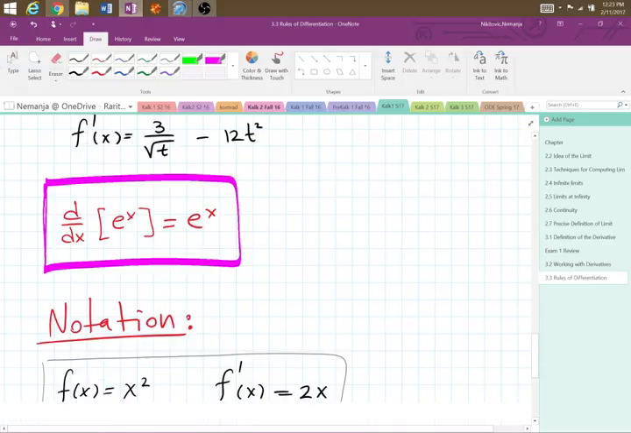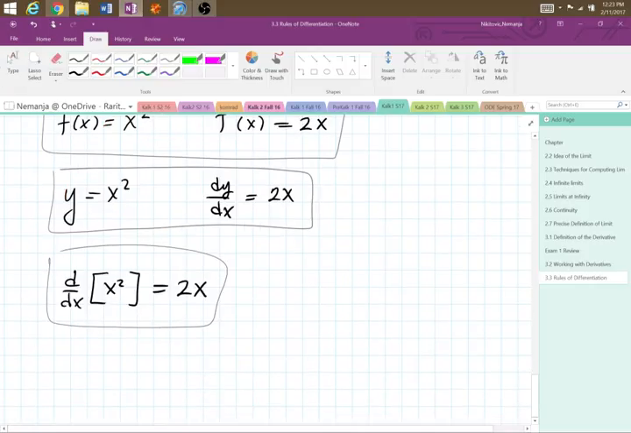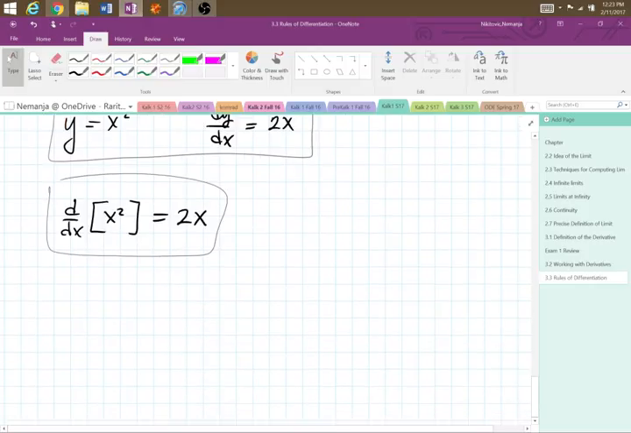We have one more concept, and that is higher derivatives. And we're done with this section. Wasn't that much. You have to memorize 6 formulas and notation, that's all in this section.